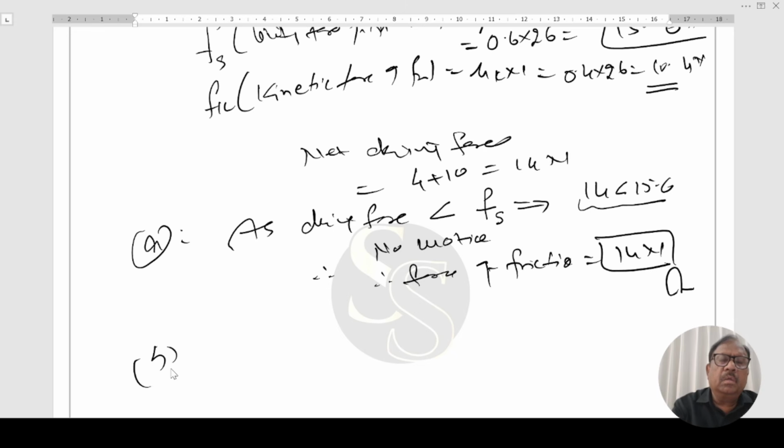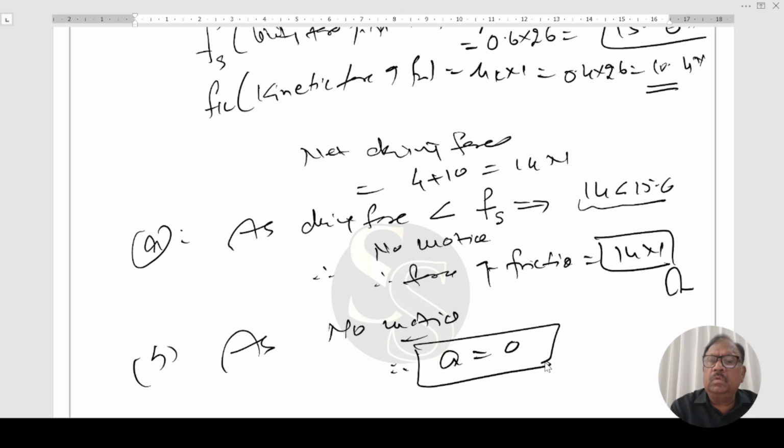B part, to find the acceleration, as no motion, therefore acceleration is equal to 0. This is the answer. Right? Next question.